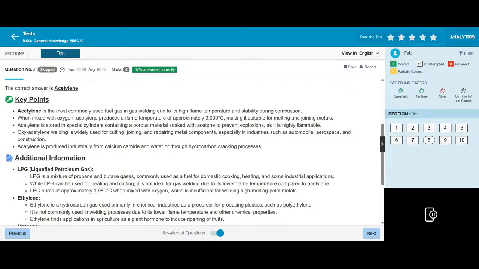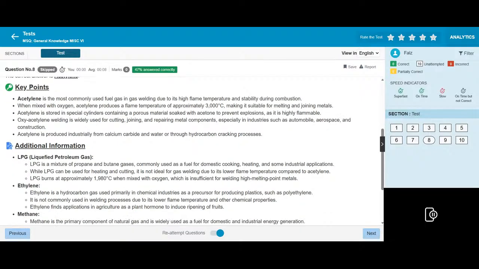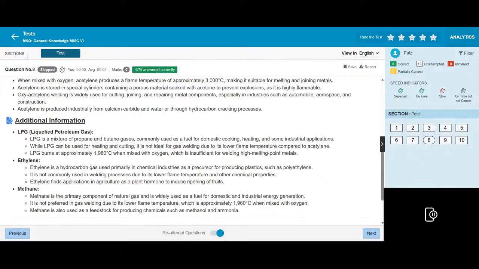and joining metals. Acetylene is stored in cylinders containing a porous material and acetone to prevent explosion. Oxyacetylene is widely used for cutting, joining, and repairing metal components, especially in vessels, automobile, aerospace, and construction. Acetylene is industrially formed from calcium carbide and water or through hydrocarbon cracking processes.